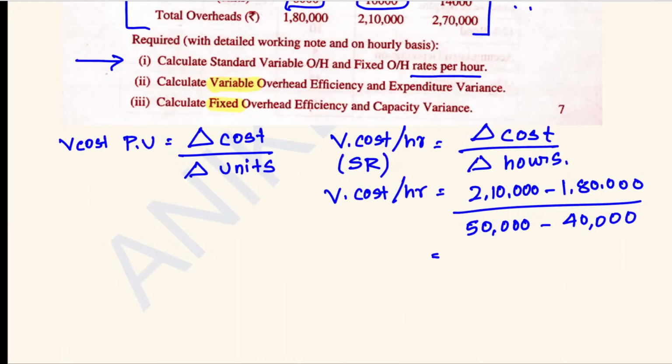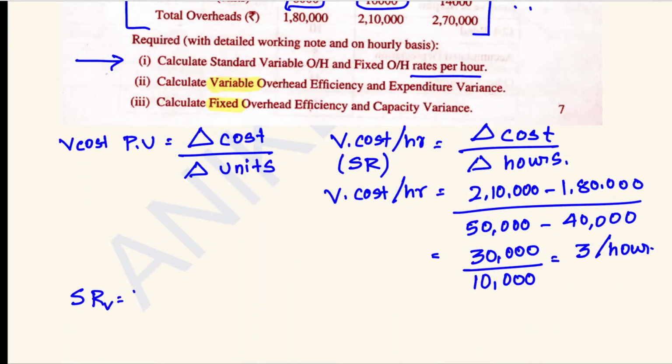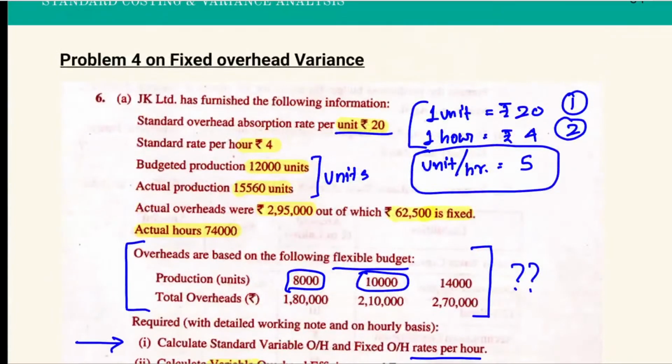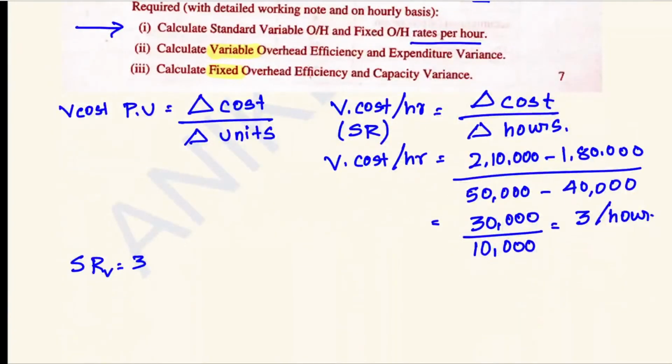So this will give me numerator difference is 30,000 and denominator difference is 10,000. I will get 3 per hour. So my standard rate for variable is 3. And what does the question say? Standard rate per hour is 4. So out of 4, 3 is variable. That means my standard rate of fixed overhead is equal to 1. So total is my standard rate. So my first question is answered now.